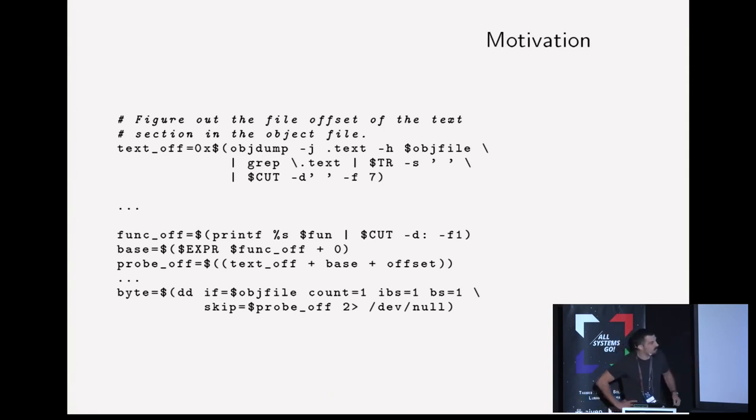So for example, using objdump to get some information about the offset of the text section of an ELF file, to parse the output, to somehow operate it with a shell script, and then finally to use the dd command to patch the object file or to get information from it. Okay, this works. Yeah, sure it does, but it sucks. Why? I mean, look at it. It's crap, basically. It works, but it is fragile, and it breaks so often.